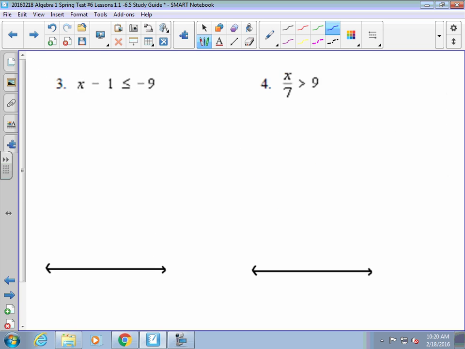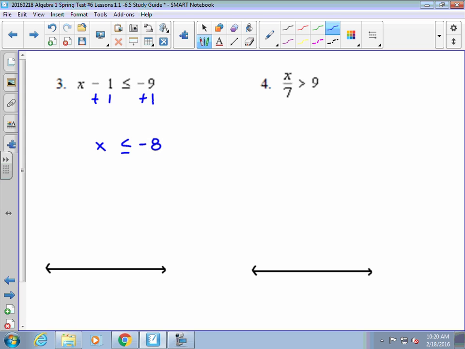Number 3 says x minus 1 is less than or equal to negative 9. So there's no absolute value here. We simply undo minus 1 by adding it to both sides. x is less than or equal to negative 8.